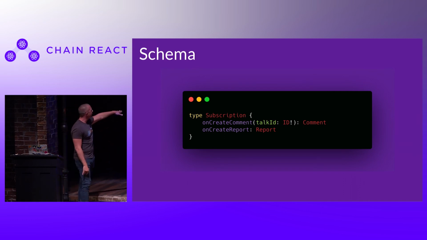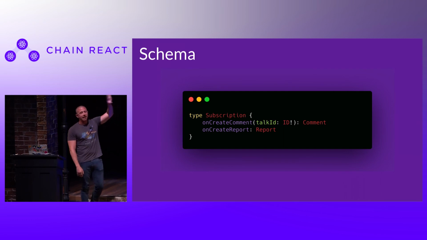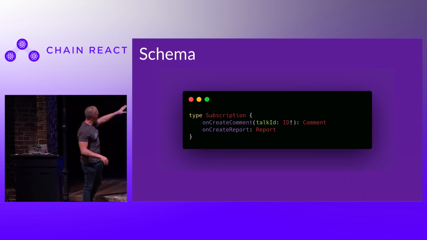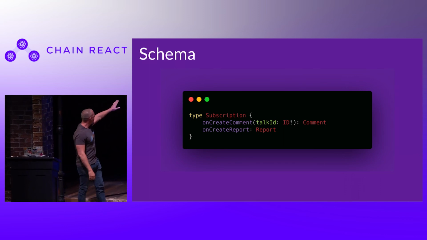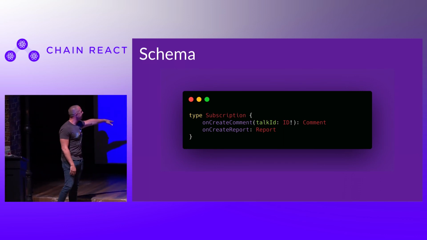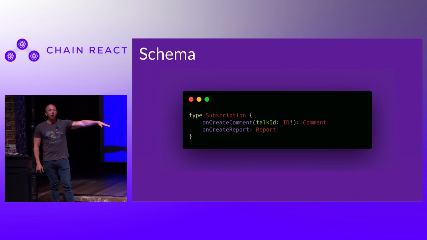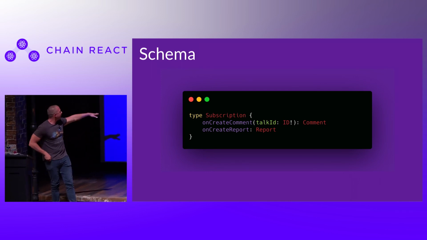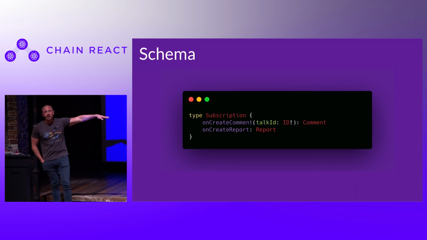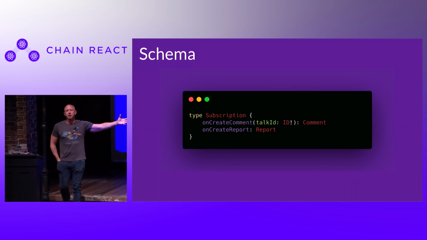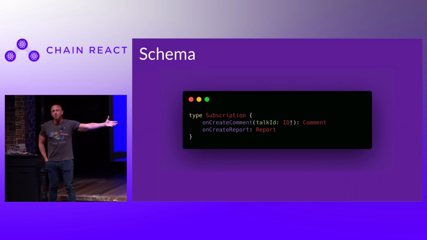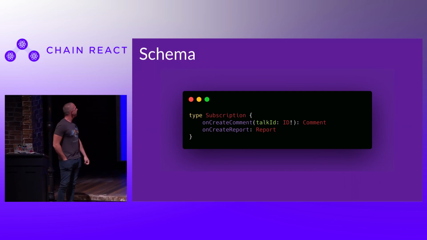When someone creates a report, we don't care about the actual place in the app that they are. We want to have a list of all reports. It doesn't matter where they are. So we don't take any arguments there. But for when someone creates a comment, we actually need to know the talk that they're commenting on. So we did take an argument there, the talk ID, so we know which comment array to subscribe to.